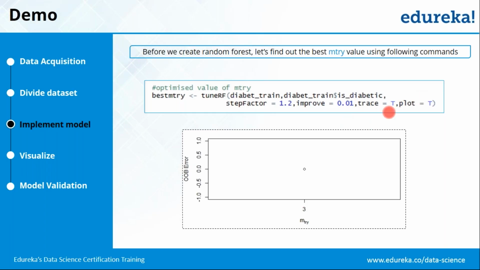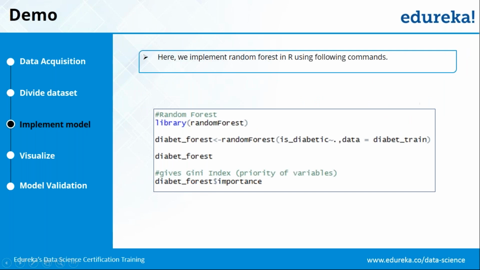Further, we have kept trace and plot equals to T, that is true, because we are going to plot this, right? Nothing much. Now let's move forward and see how to implement the random forest model.